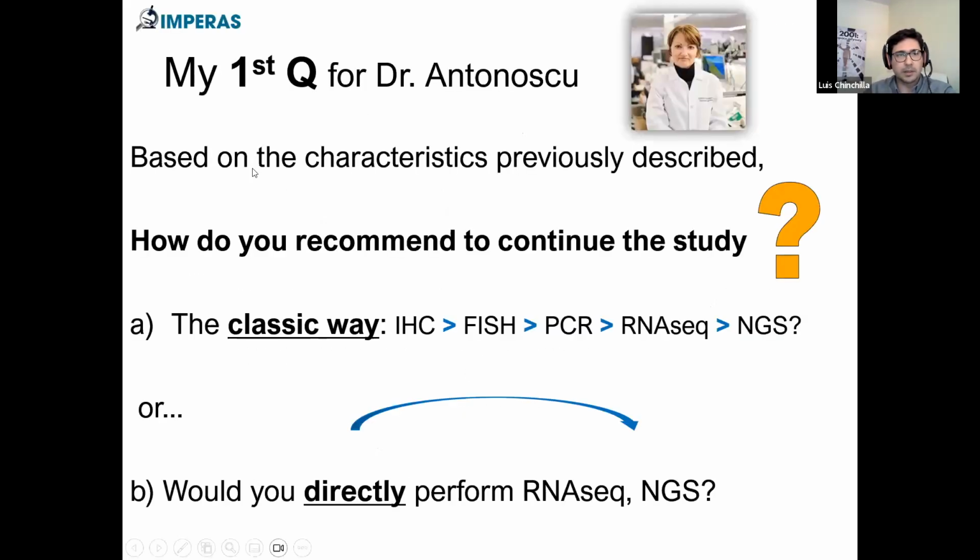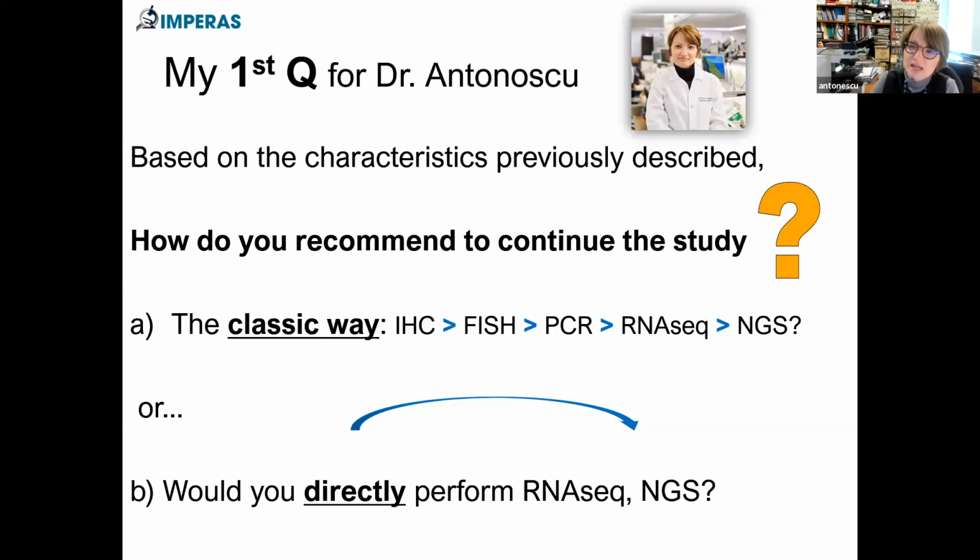Let's continue. Here comes my first question for Dr. Antonescu. Based on the characteristics previously described, how do you recommend to continue the study in this case? The classic way, you perform immunohistochemistry, FISH, or NGS, or you directly perform NGS or something? I would go the old way. I will go with immunos first. Because of the nuclear pleomorphism, the variegated histology you described, this is not, in my mind, necessarily a fusion-associated sarcoma high on my list, right?